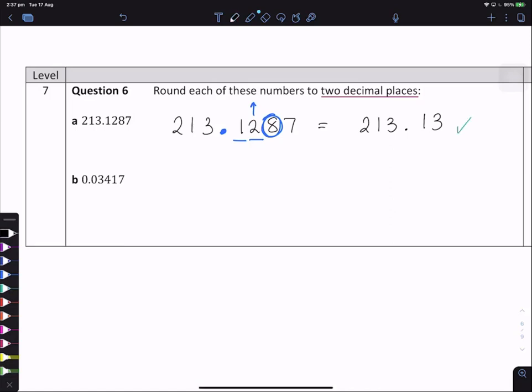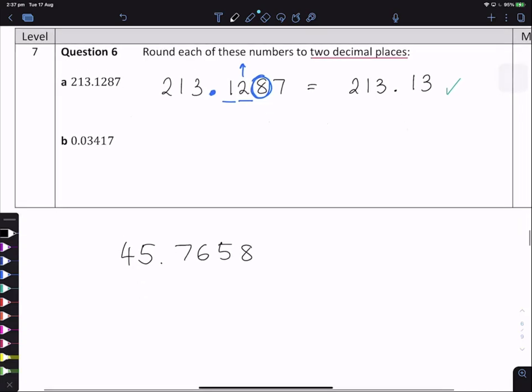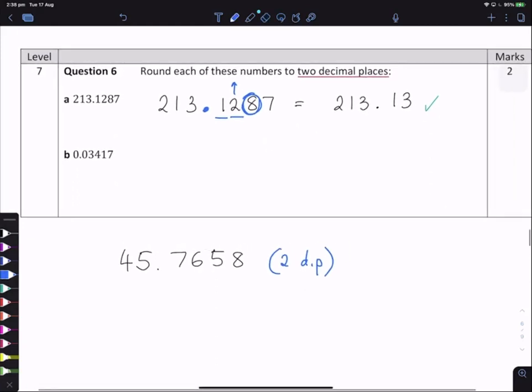So I'll do it again for another random number. 45.7637658. I want this number to 2 decimal places. So 2DP means 2 decimal places. What numbers should I underline?